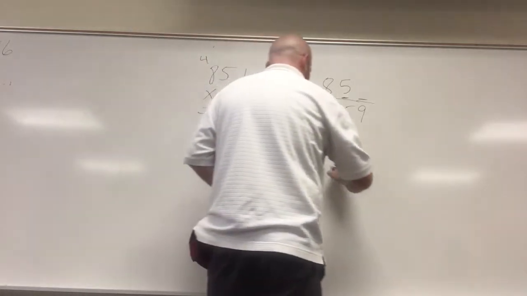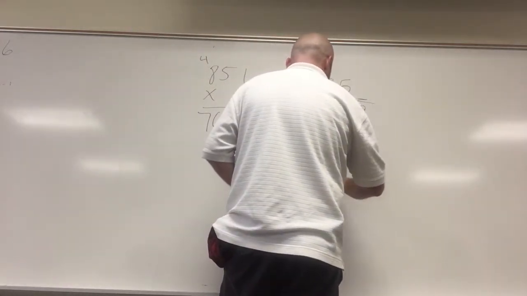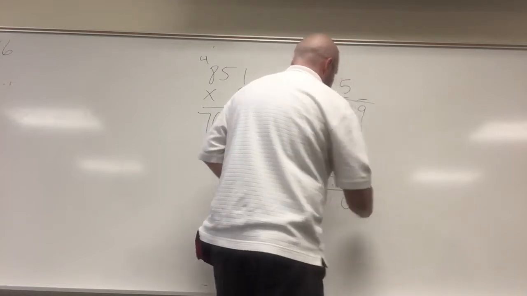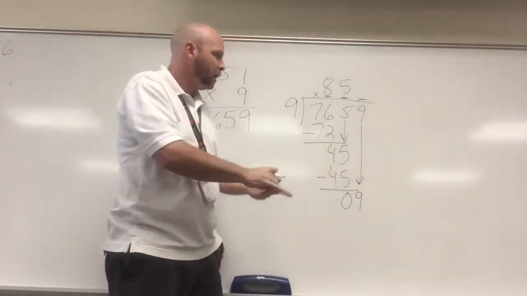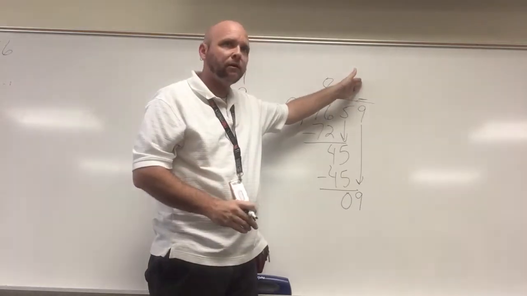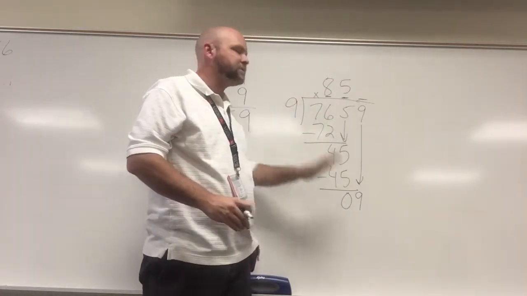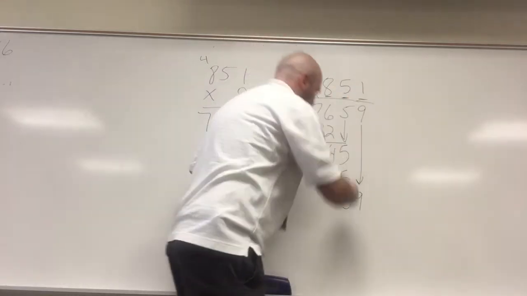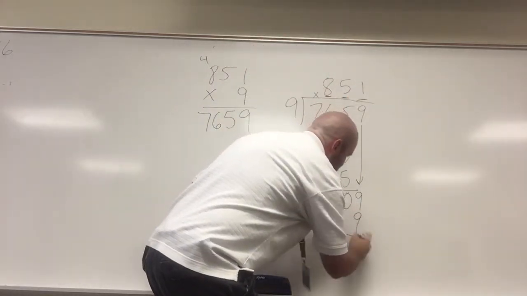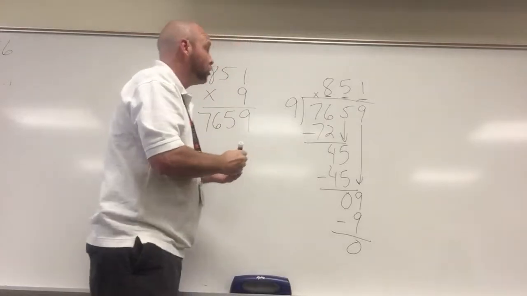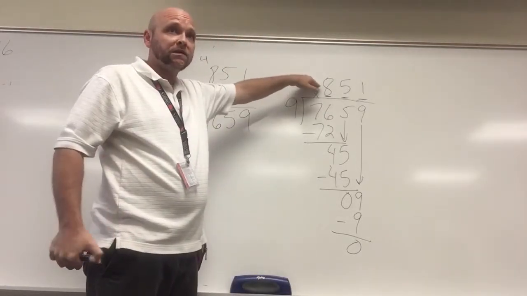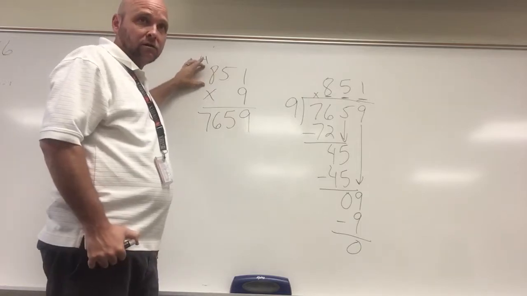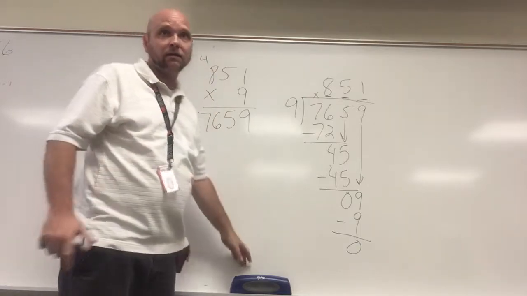45. Subtract, I get a 0. I bring down this 9. Every time I bring down a number, I got to put a number up here. So how many times does 9 go into 9? 1 time. And 1 times 9 is 9. We subtract and we get 0. So our quotient, which means the answer to a division problem, is the same as this factor. So that means we did it correctly.